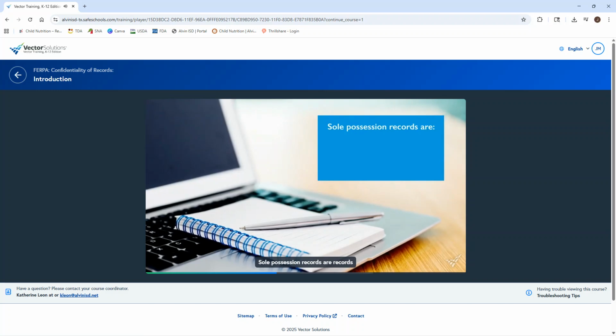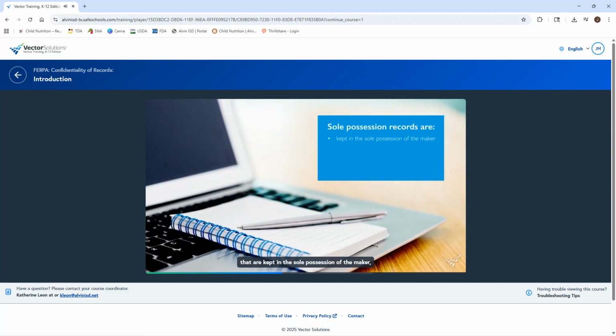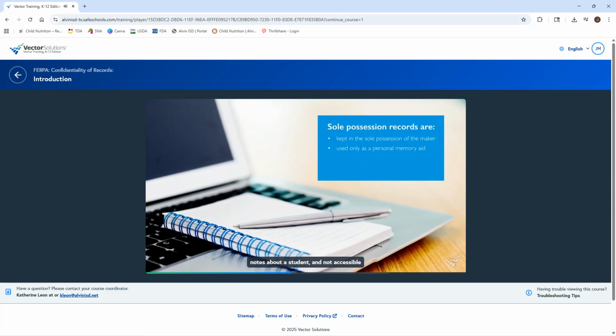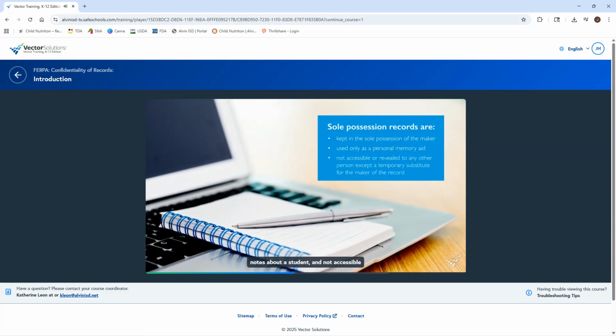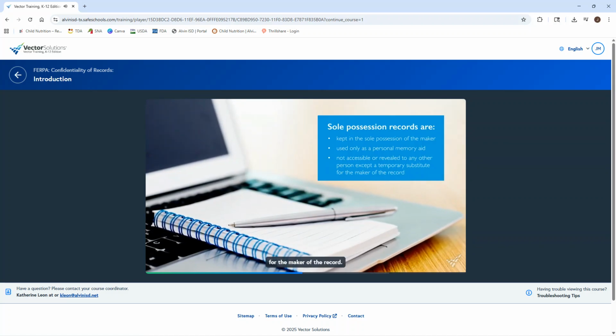Sole possession records are records that are kept in the sole possession of the maker, used only as a personal memory aid, such as teacher reminder notes about a student, and not accessible or revealed to any other person except a temporary substitute for the maker of the record.